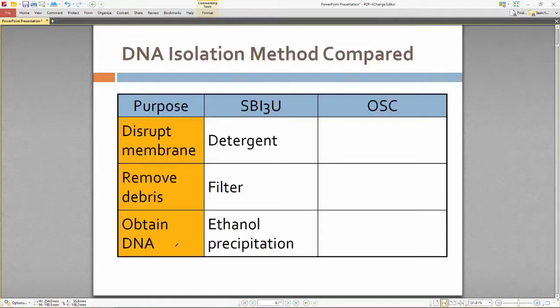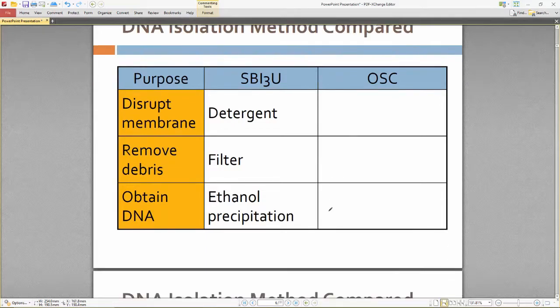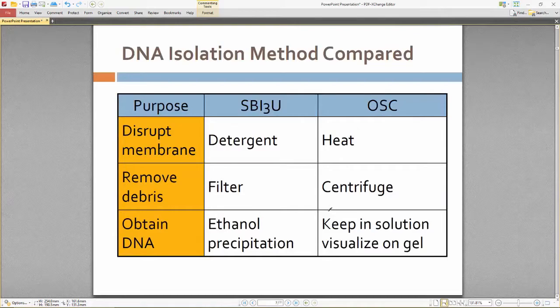In grade 11 biology, you may have done these steps as listed: detergent, then you filter to remove the debris, and then you obtain the DNA through ethanol precipitation. At the science center, you would have done it a little bit differently. You would have used heat to disrupt the membrane, and then you would have centrifuged to separate the DNA from heavier or larger cell parts. And then in terms of actually obtaining the DNA, you would have kept it in solution and then visualized your DNA on a gel.